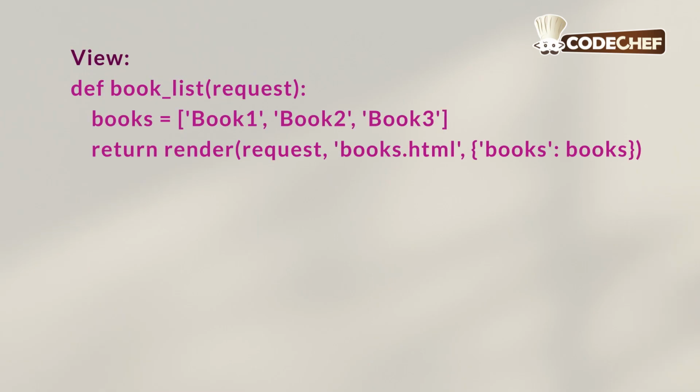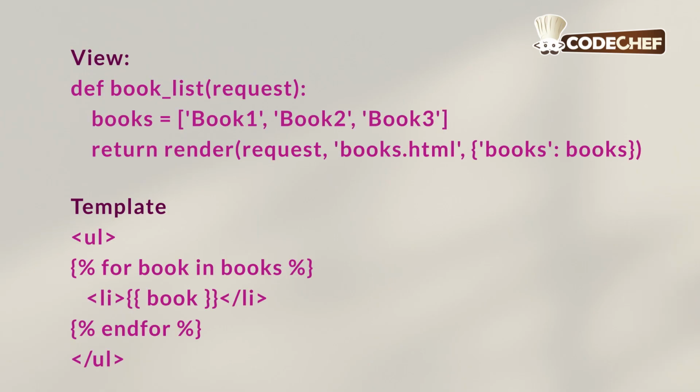Now let's take an example with a view and a template. We'll see how to pass data from view to templates. So here in our view, we have a function called book_list. And we see that books is actually a list which has these items: book 1, book 2 and book 3. And we are using the render function, which we have already studied, in order to pass this list called books to the template using the context dictionary.